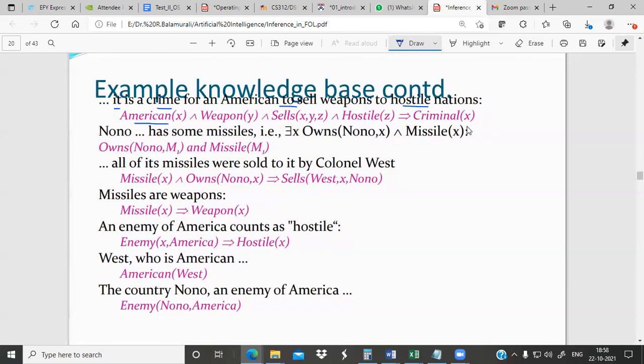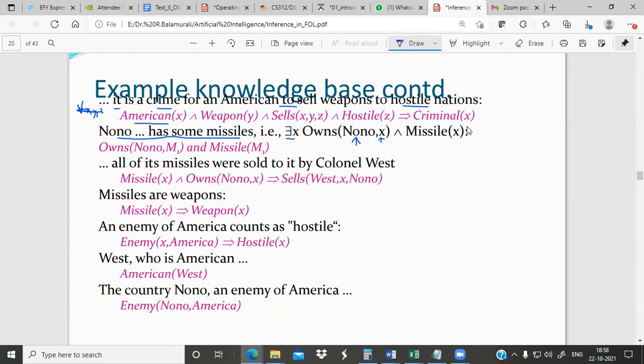Here you have for all x, y, z, but we have removed the for all, so after removing it we got this statement. Similarly, consider the next statement: the country Nono has some missiles. This can be represented something like this: there exists an x such that Owns(Nono, x), which means the country Nono owns x.